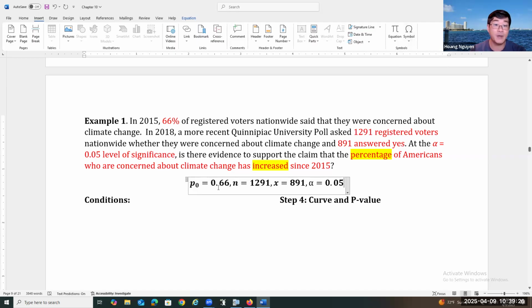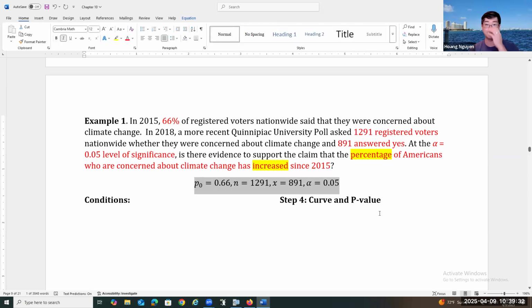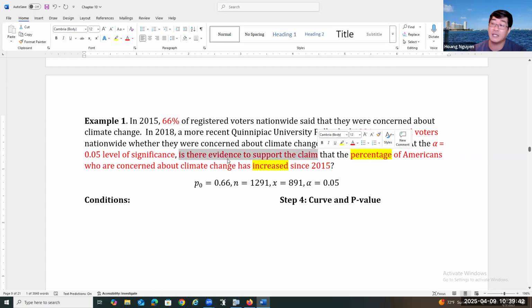Okay. So that's what we have from the question. Based on the question, I can summarize what we have so far. Whenever you see the term "sufficient evidence" or "enough evidence to support the claim", this is going to be a hypothesis test. This is an indication that we're going to do the hypothesis test, and this hypothesis is for the percentage or proportion. So we do the hypothesis for proportion.